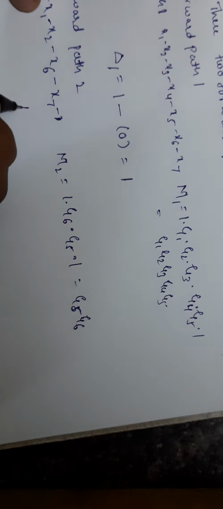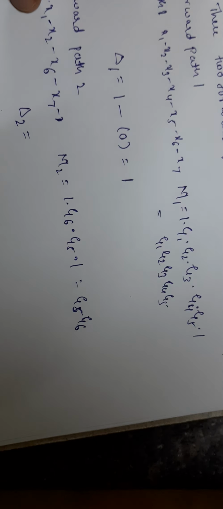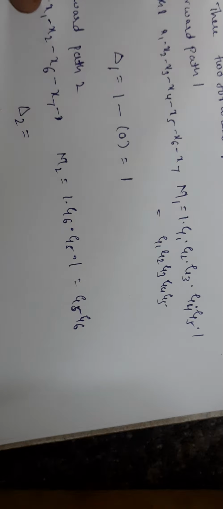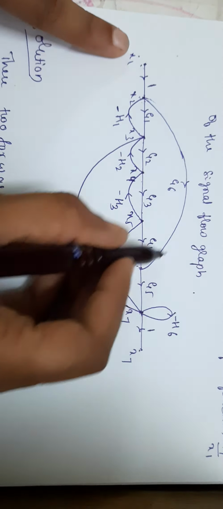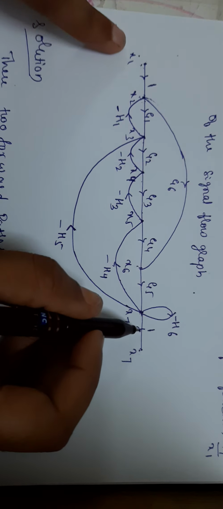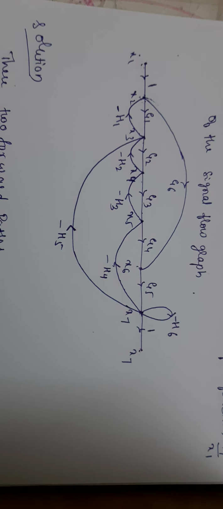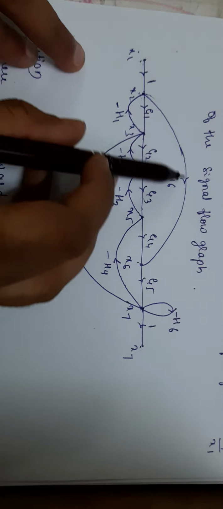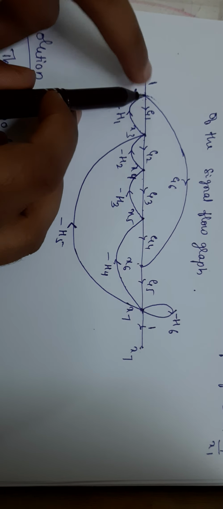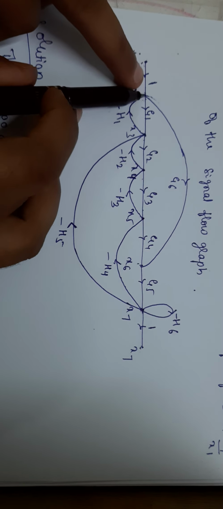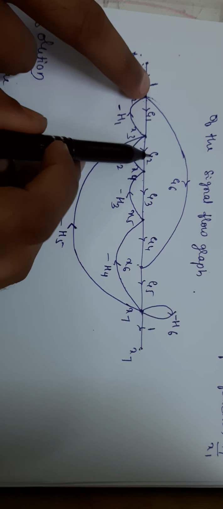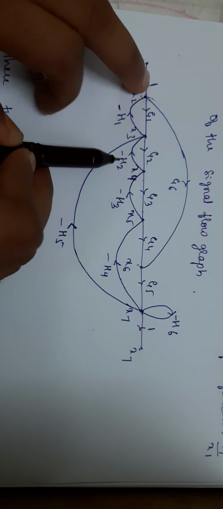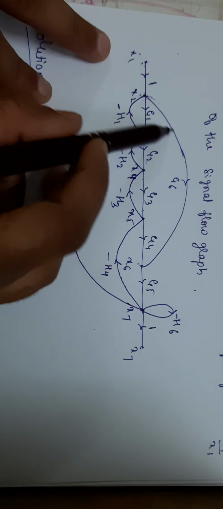Next we have to calculate delta 2. What is delta 2? For this forward path, is there any non-touching loop or not? This is our path. See, this loop is touching this path because it is a common node. Next we see this one. This is a non-touching loop, that is G2 into minus H2. This is also not touching this loop.